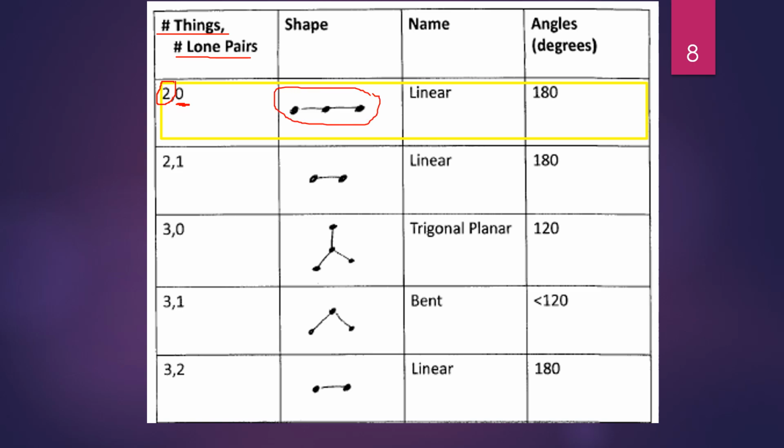So we follow this category over and see how to draw the shape. Of course, we would insert the symbols. We would put a C here, an O here, and an O here, not just dots. But we follow along and it tells us the name, linear, and it also gives us the angle. So we'll be using this chart to classify several different Lewis structures to figure out their shape.